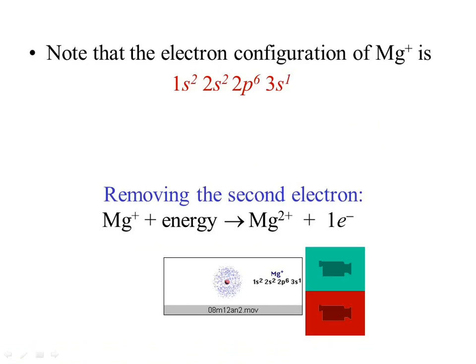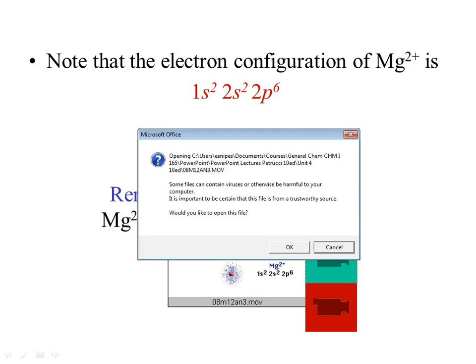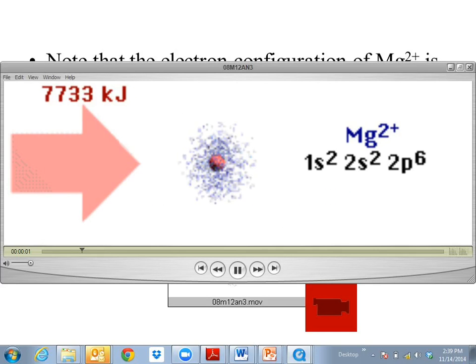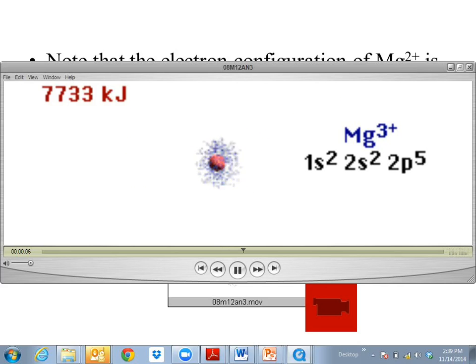So on the table coming up, there's going to be a big line between the second ionization energy and the third ionization energy. It's like a jag. To remove a third electron from magnesium requires much more energy, 7,733 kilojoules per mole. What you saw is it went from already a complete octet with 2 electrons in the 2s and 6 electrons in the 2p, went from that octet to this.